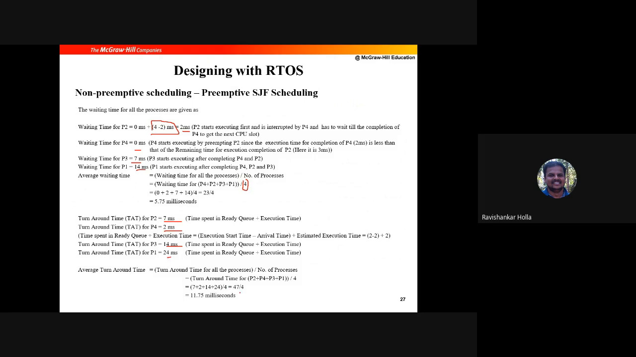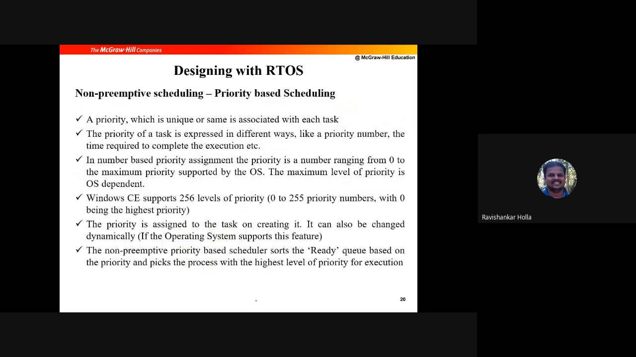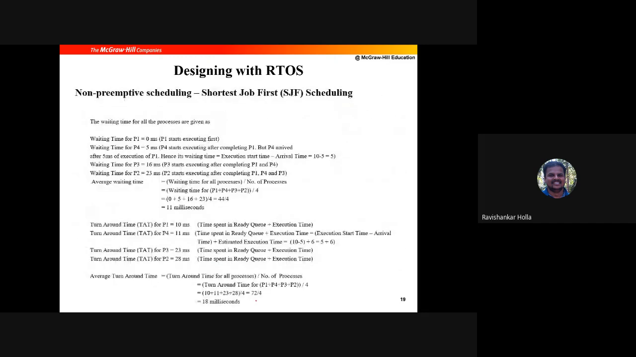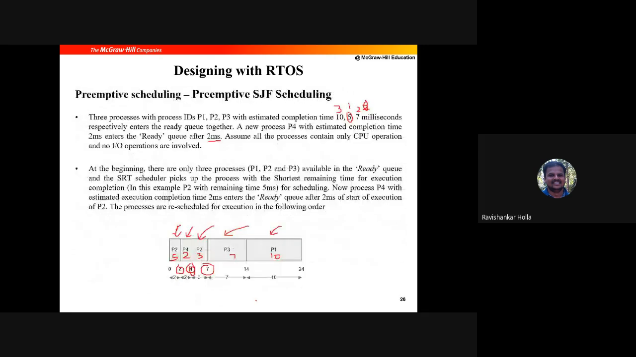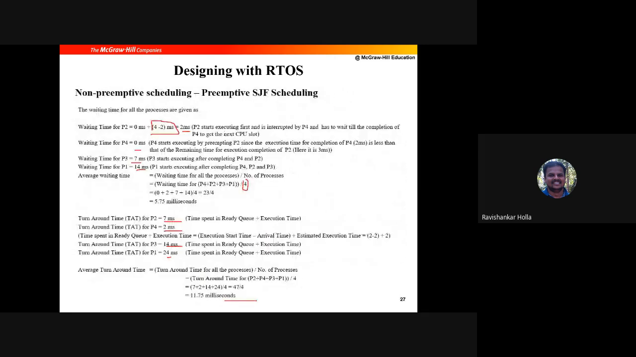This is the total turnaround time divided by 4. So you can see here, it is 5.75 milliseconds and 11.75 milliseconds. I'll go back to SJF non-preemptive. It was 11 and 18. Look here, it is just 5.75 and 11.75. So don't you feel it is quite improved because of preemption? Okay.